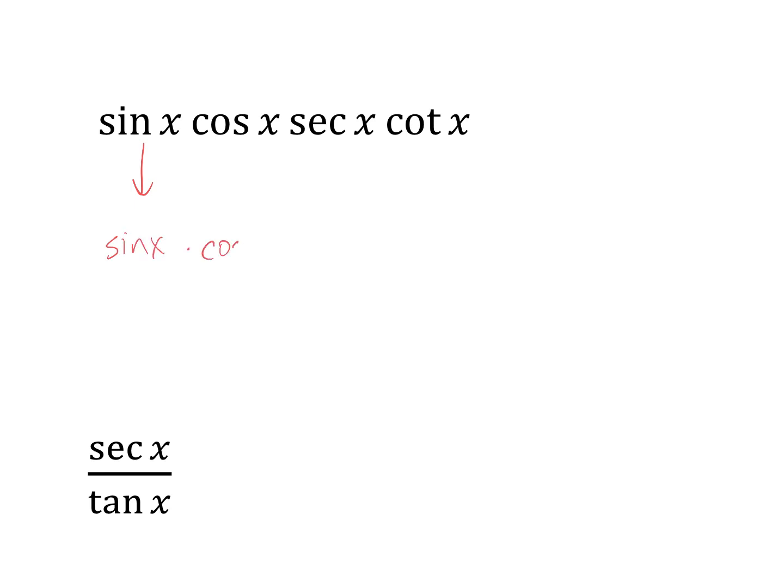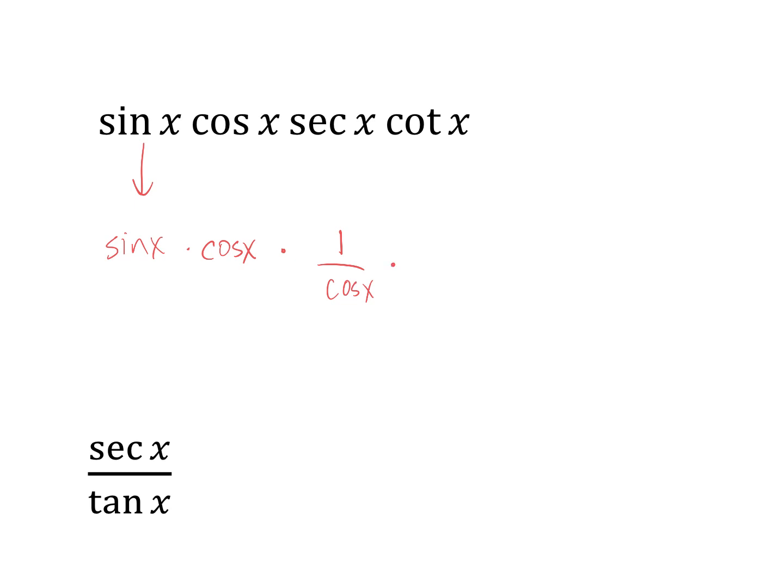Same with the cosine. What about the secant? Can I do anything with secant? You could turn it into 1 over cosine. I could turn the secant into 1 over cosine. And every time I do this, all I'm doing is replacing equivalent values. I'm taking out one thing and replacing it with something that is equivalent to it.